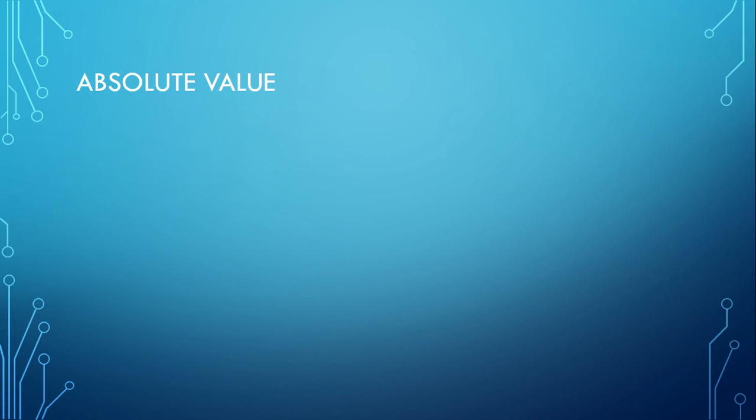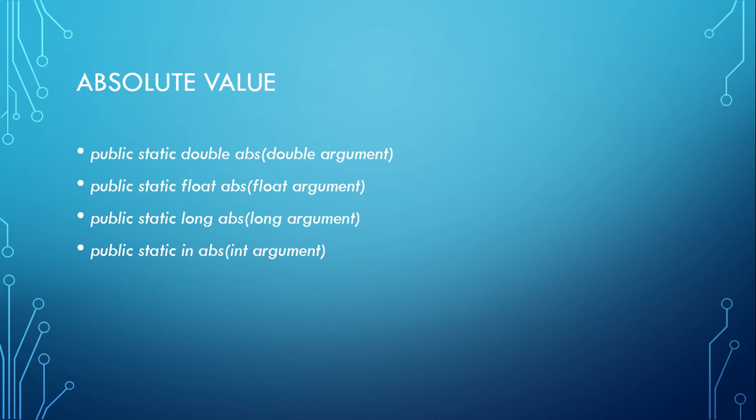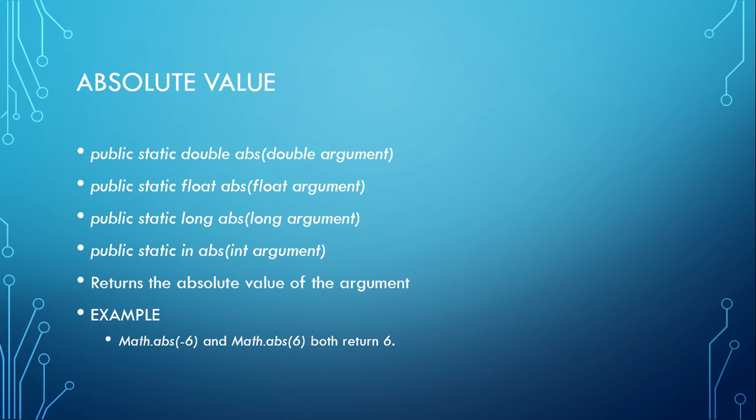All right, the next one is absolute value, which is public static double abs, double argument. Public static float abs, float argument. Public static long abs, long argument, or public static int abs, int argument. And this will return the absolute value of the argument. So a quick example, Math.abs(-6) and Math.abs(6) will both return the value 6.